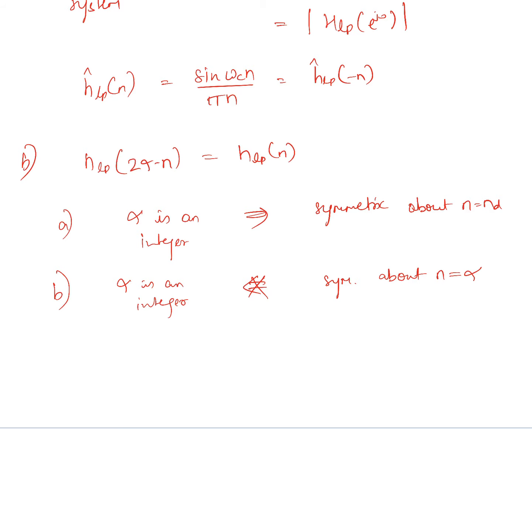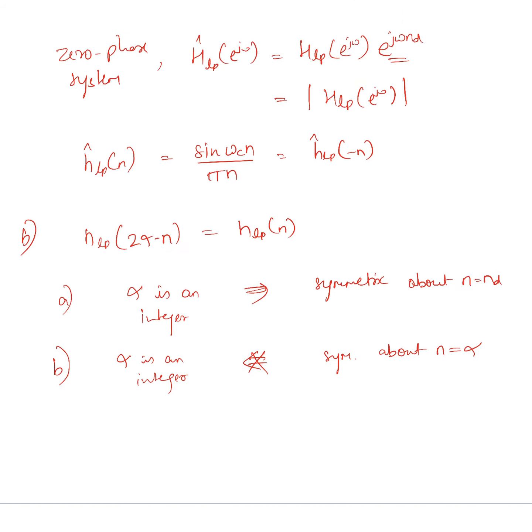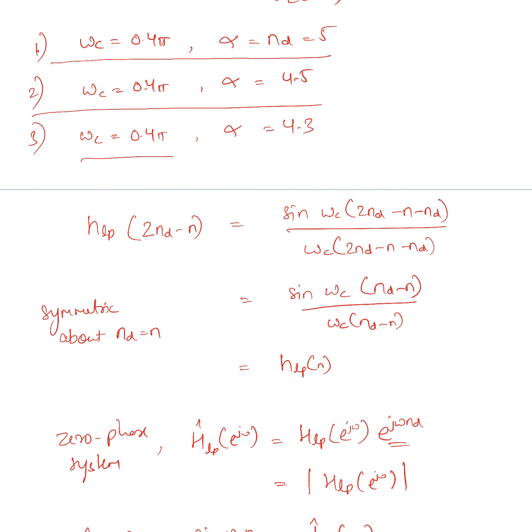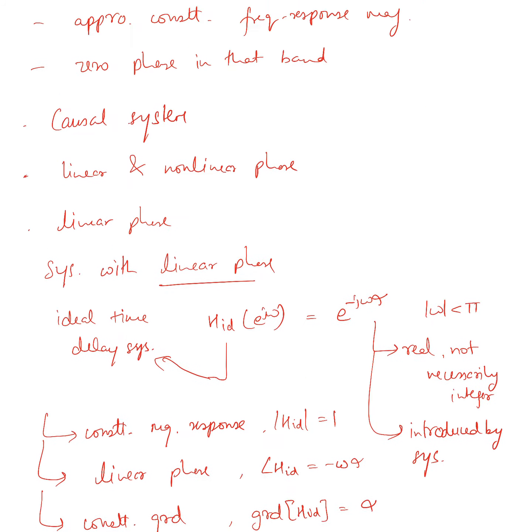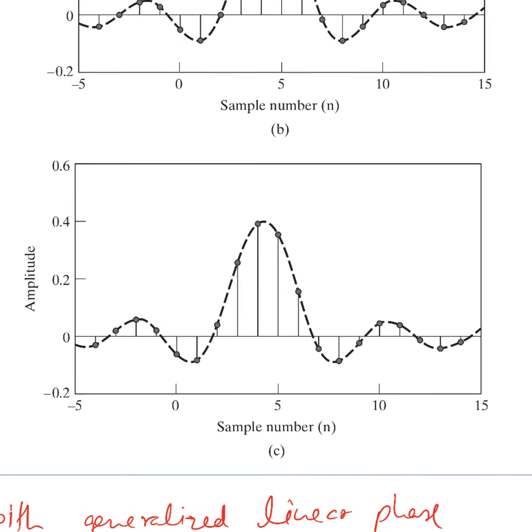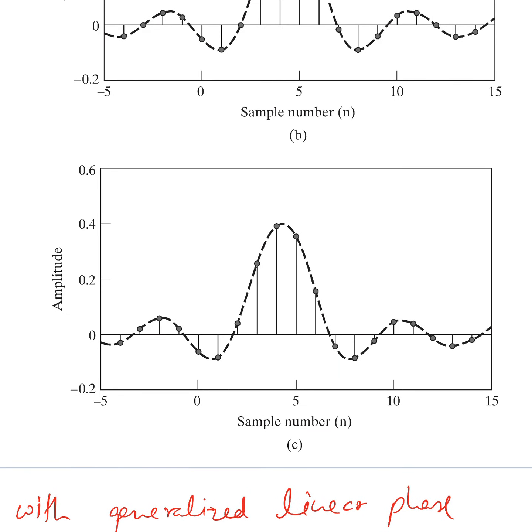Now if we talk about the third case, alpha is equal to 4.3. So twice alpha is not even an integer, so you won't even see the symmetry in the plot. This corresponds to alpha equal to 4.3 with omega c equal to 0.45. So there is no symmetry. If you see these samples, there is no symmetry in the samples.